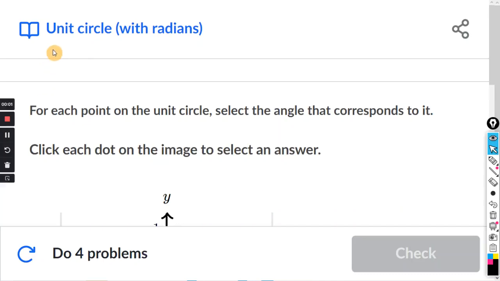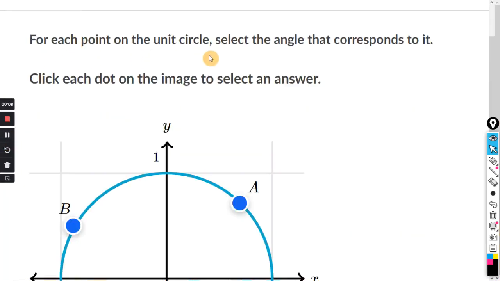This will be for the exercise, unit circle with radians. For each point on the circle, select the angle that corresponds to it. Click each dot on the image to select an answer.